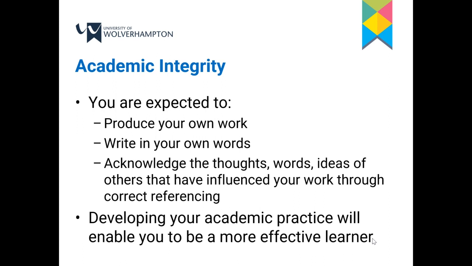Now, some of these principles may seem obvious. For example, you are expected to produce your own work, so you cannot get someone else to write your work for you. That much is obvious, but how about getting someone to proofread your work? If someone proofreads your work and makes changes to your work, this could be an example of collusion.